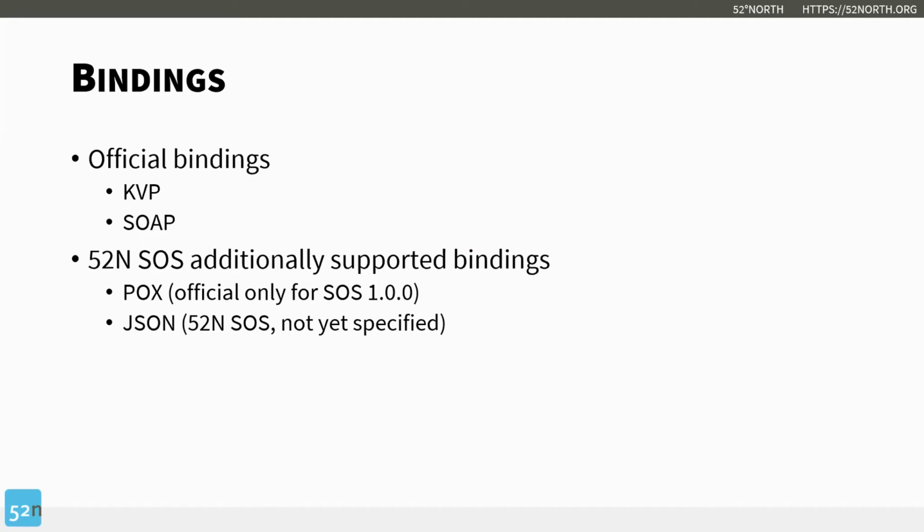And then if you look at the 52°North SOS, we have some additional supported bindings like plain old XML. That's basically an XML encoding of the request without this SOAP envelope stuff. And on the other hand, some kind of JSON encoding for these requests. These are, however, not yet specified and are some extensions offered by the 52°North SOS.